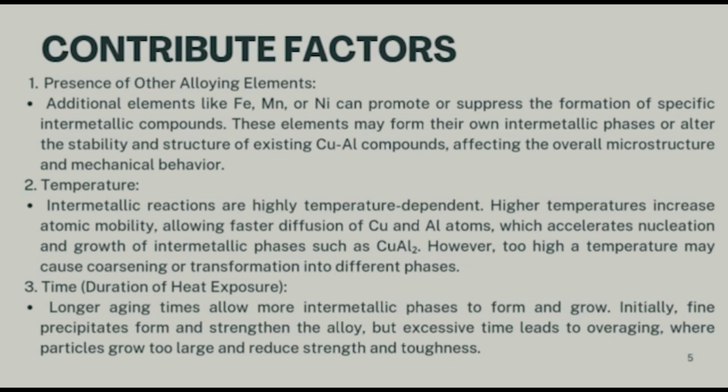First, alloying elements like iron, manganese, and nickel can promote or suppress certain intermetallics. Next, temperature controls how fast atoms move; if it is too high, particles may coarsen or transform. Last, time affects the size and distribution. If it is too short, hardening is incomplete. If it is too long, overaging might reduce strength.